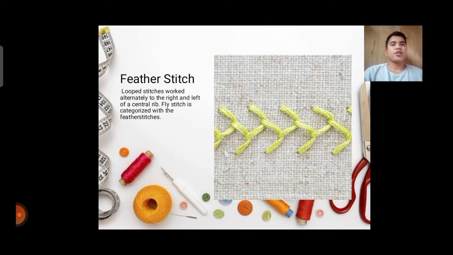Next is feather stitch. In a feather stitch, loop stitches work alternately to the right and left of the central rib. Fly stitch is categorized with a feather stitch. Just look at the picture.